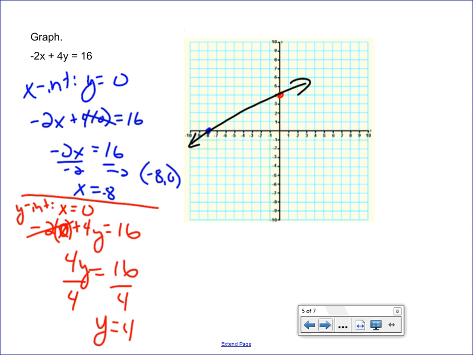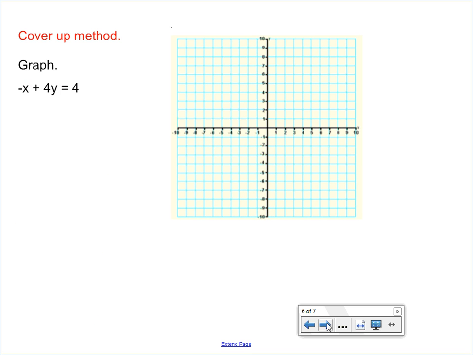Okay, I'll show you one other little method here quick, and that would be the cover-up method. Cover-up method goes like this. If I want to find an x-intercept, I cover the y's. So I literally think of that as being gone. So I'd have negative x equals 4, which means x is equal to negative 4, which means I've got the point negative 4 on my x-axis.